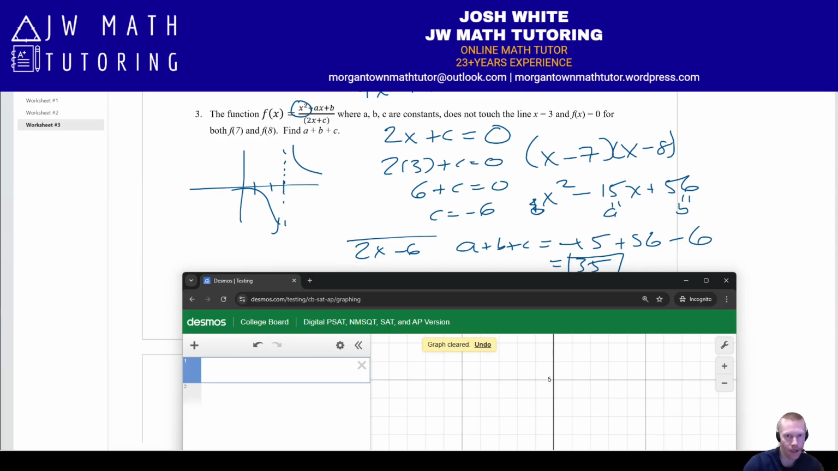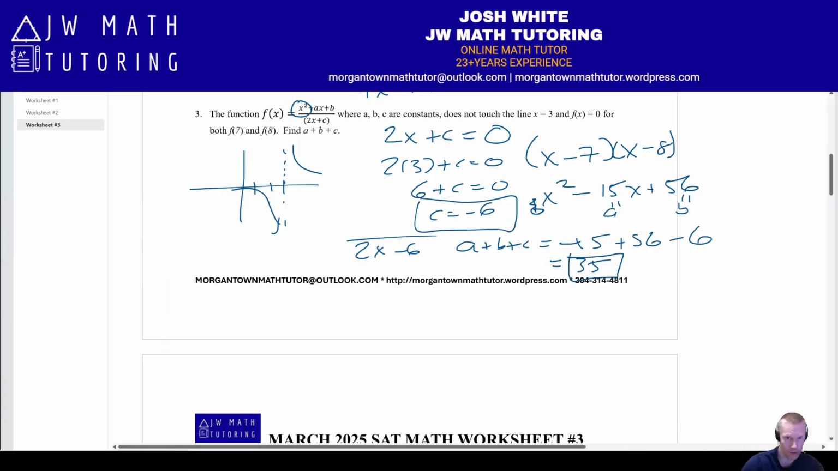All right. Now, could we do this in Desmos? I believe that you can get the a and b values in Desmos, but for c, I don't know that there's necessarily any easy way to do that in Desmos. I believe you are still going to have to know that when you plug in x equals 3, it makes the function undefined, i.e. the denominator is equal to 0.